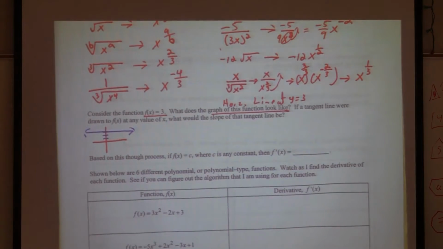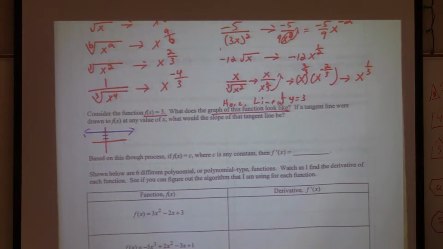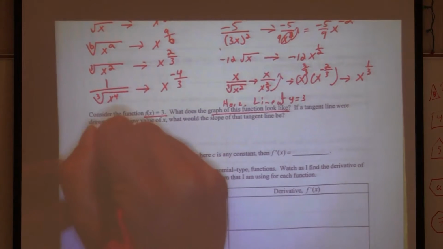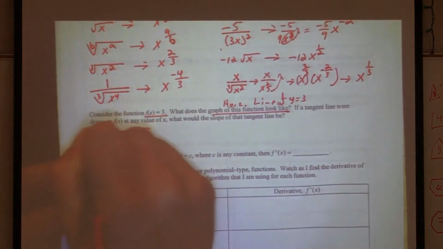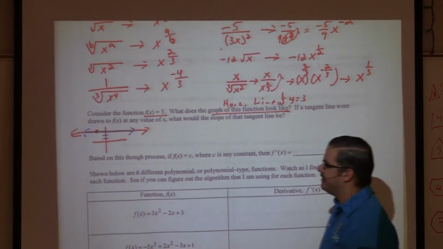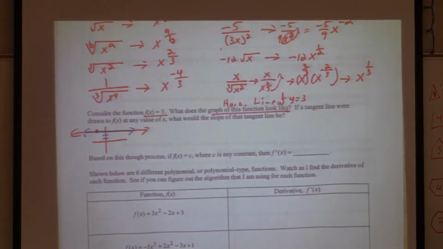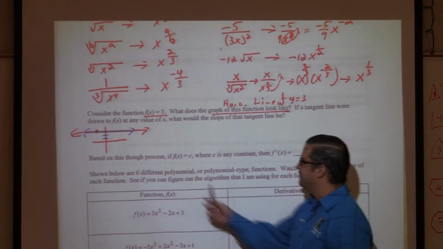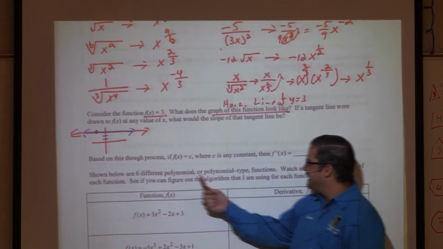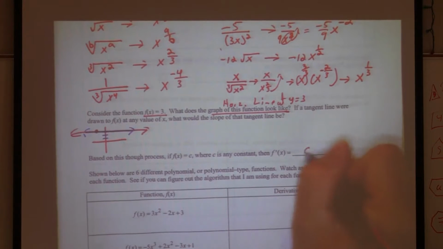Yes? So it says, if a tangent line were drawn to this function at any x, what would the slope of the tangent line be? So if I draw a tangent line on it, what do I get? I get the same line, right? Okay, so what would the slope of all those tangent lines be? 0. Okay? So would it be safe to say that if I ever wanted the derivative of a function that was constant, that derivative would always be what? 0. Can we say that?